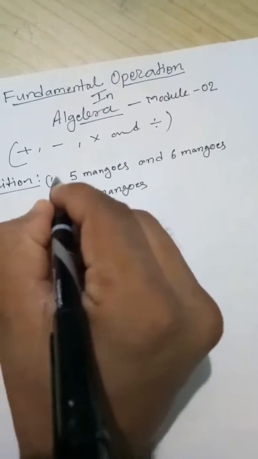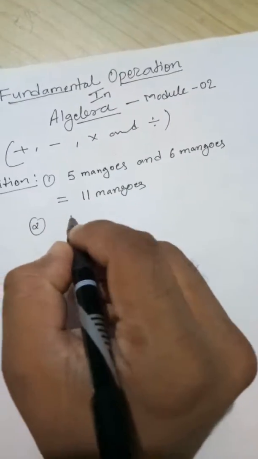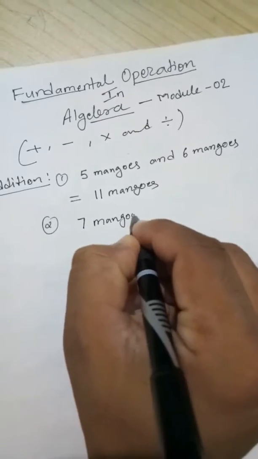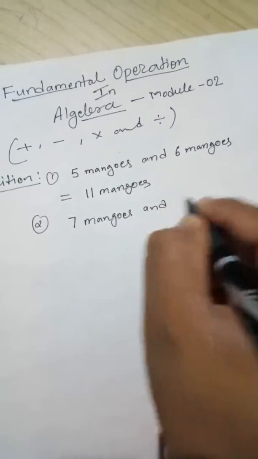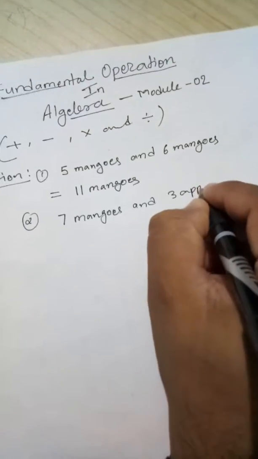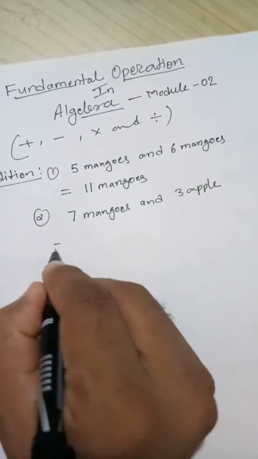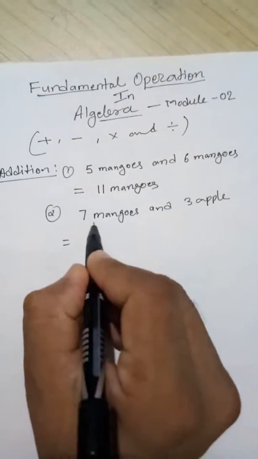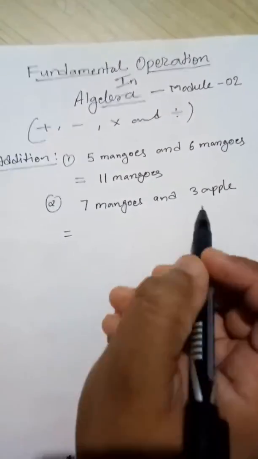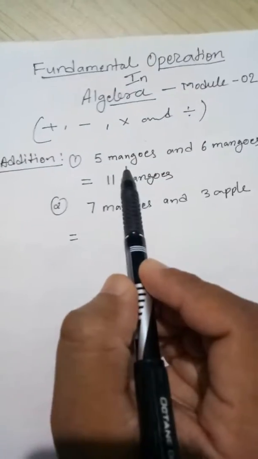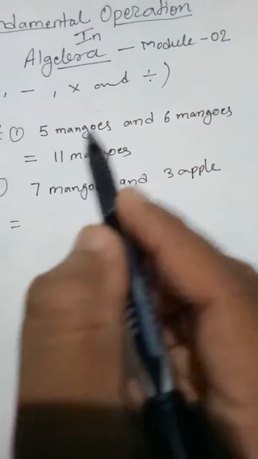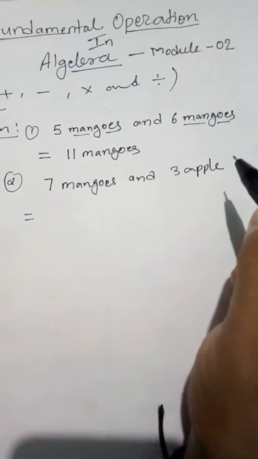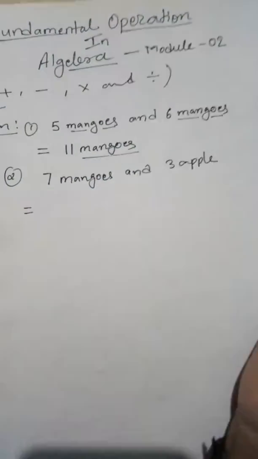But if I change this, I have 7 mangoes and 3 apples. Now how many mangoes do I have? The answer is I have just 7 mangoes, or I have just 3 apples. So what we have to understand here is that we can only add when we have the same thing in both places. Am I right? Then only I'll get the final answer in the same format.